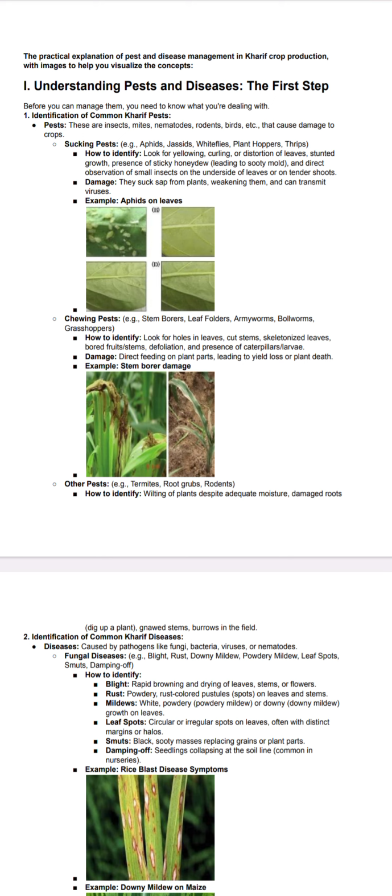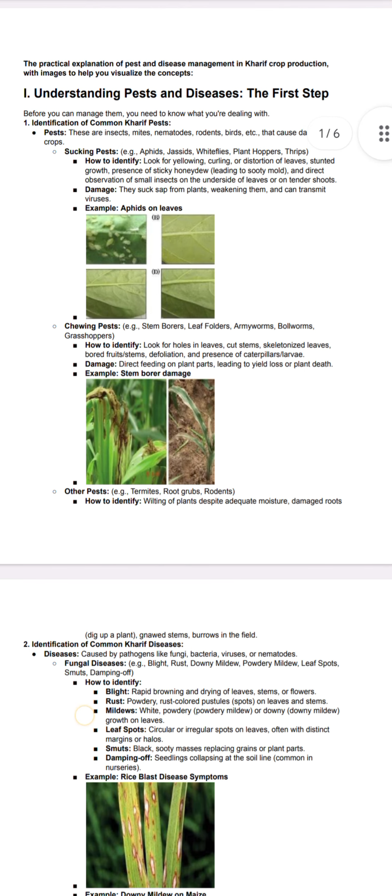Sucking pests are aphids, jassids, whiteflies, plant hoppers, and thrips. How to identify the sucking pest? Look for yellowing, curling, or distortion of leaves, stunted growth, presence of sticky honeydew leading to sooty mold, and direct observation of small insects on the underside of the leaves or tender shoots. Damage: they suck sap from plants, weakening them, and can transmit viruses.